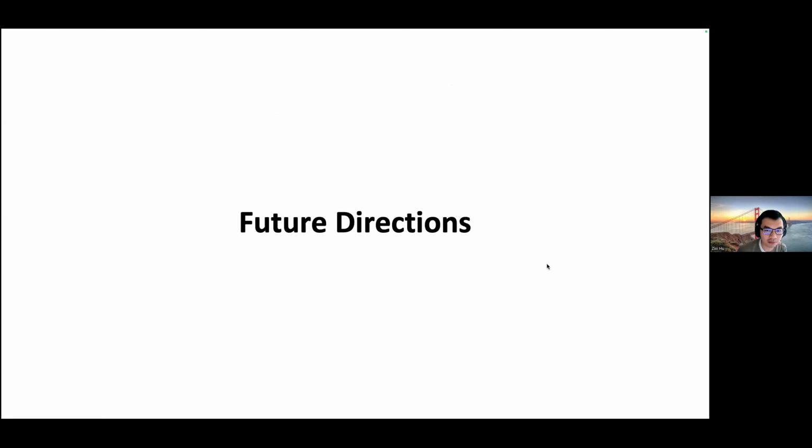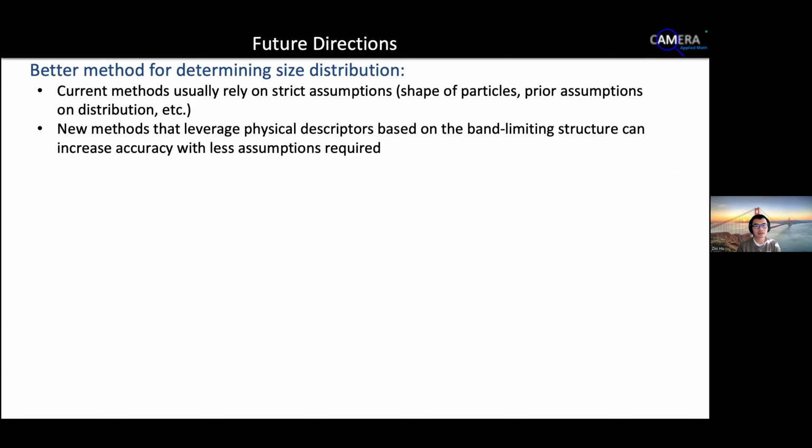So finally, I will talk about the other future directions, the other future works we are interested in. The first one is to develop better methods for determining size distribution. For this, there are some existing methods. However, many of them need a strict assumption on the model.